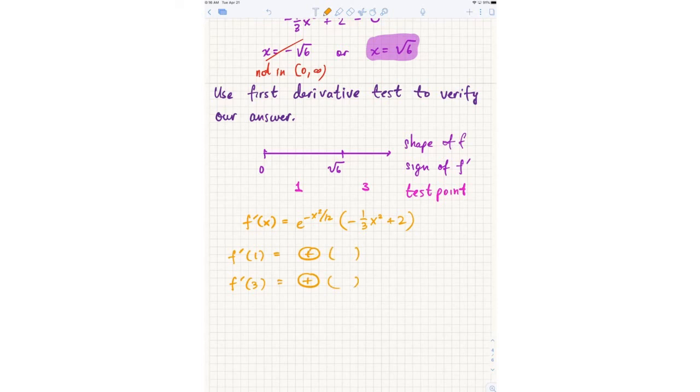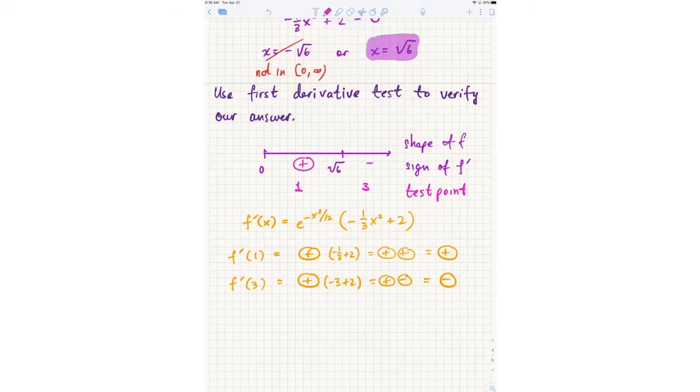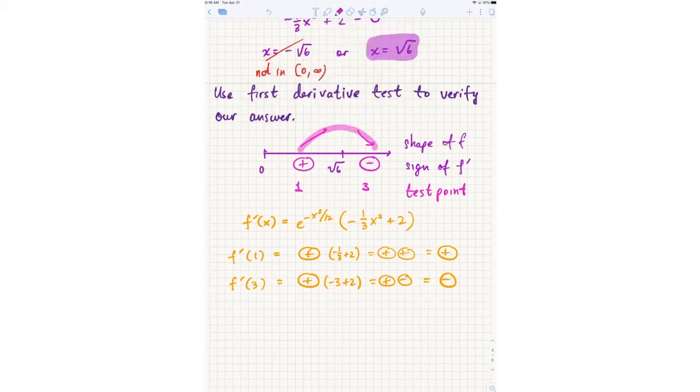Let's see, the 1 gives me negative 1/3 plus 2. So that's a positive number. The 3 gives me 9 over 3, negative 1, negative 3, rather. That's a negative number. We get positive, negative, and lo and behold, we actually did get our maximum as we expected. Okay, good.